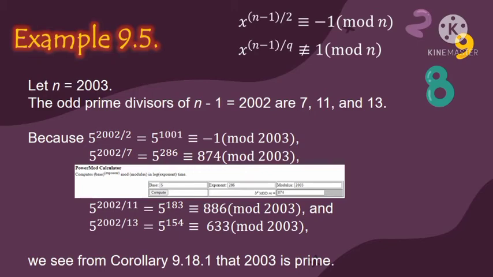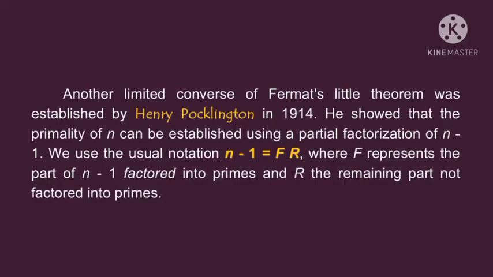So that's the Lucas primality test. Another limited converse of Fermat's little theorem was established by Henry Pocklington in 1914. He showed that the primality of n can be established using a partial factorization of n minus 1. We use the usual notation n minus 1 is equal to f times r, where f represents the part of n minus 1 factored into primes and r the remaining part not factored into primes. We will further discuss that with our next primality test.